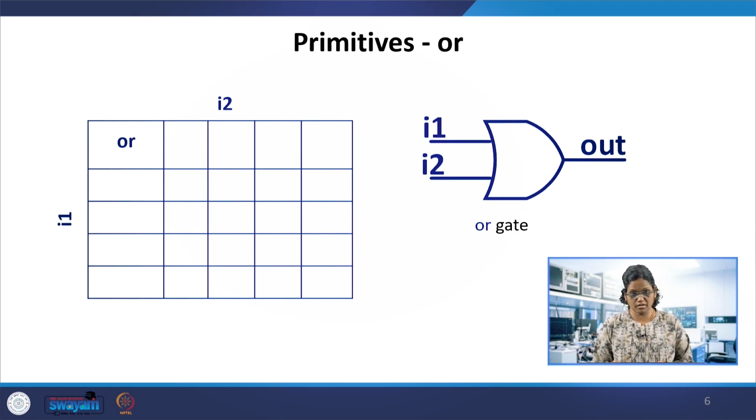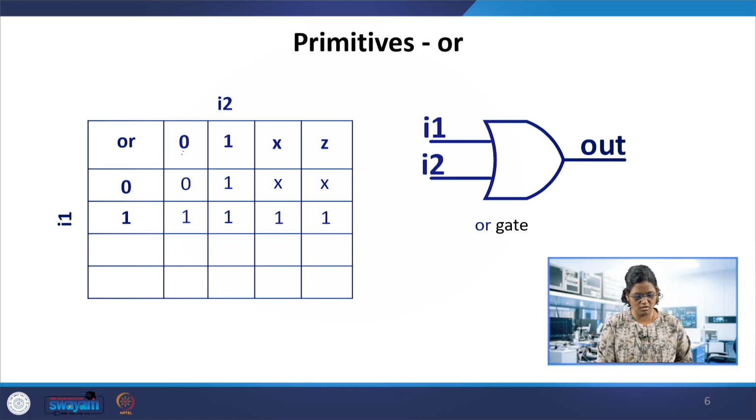So the OR gate, similarly 0, 1, x, z. If I fix this I2 as that, and 0, 1, x, and this is x. For 1, again all of them will be 1, because 1 dominates irrespective of the other input. If x depends on that, only 1 is dominated, for other cases it is don't care. So again here 1 stays 1, the remaining are don't care.